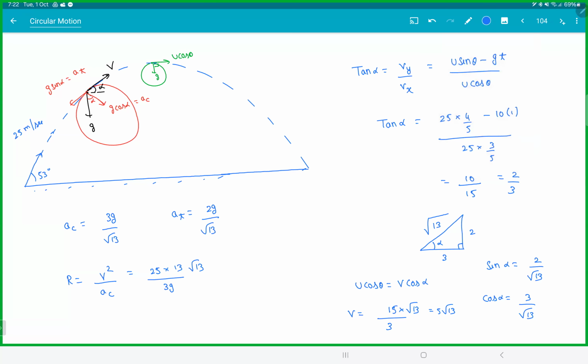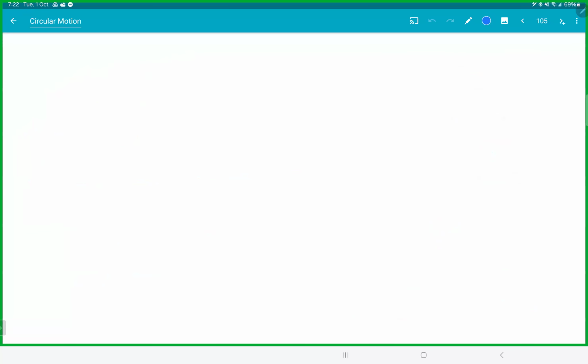Clear? Next one. Any doubts on this? Turn the page. Niharika, clear? Clear. Devansh, Arnav, Arnav, clear? Next thing.